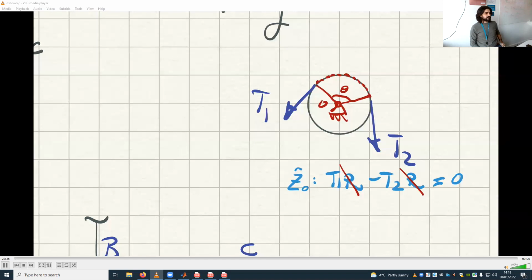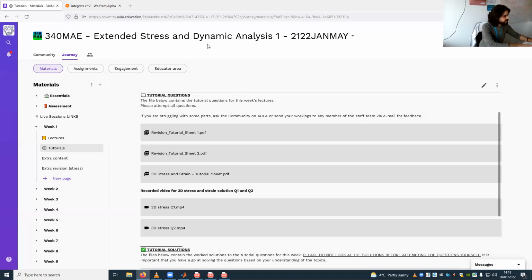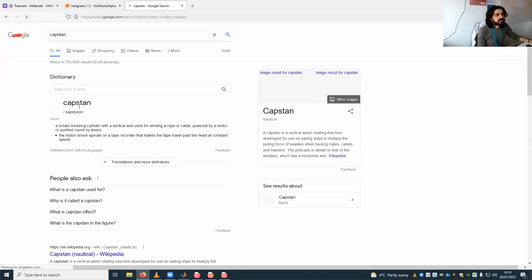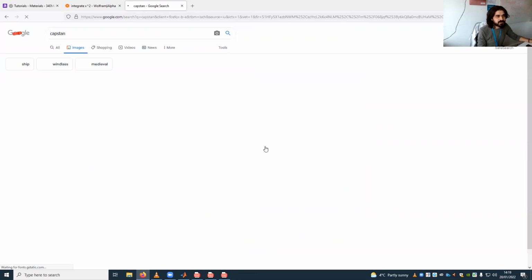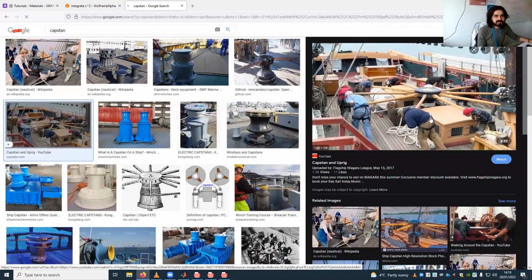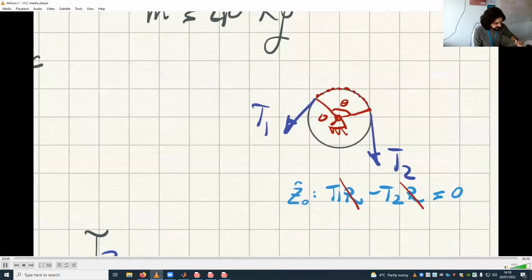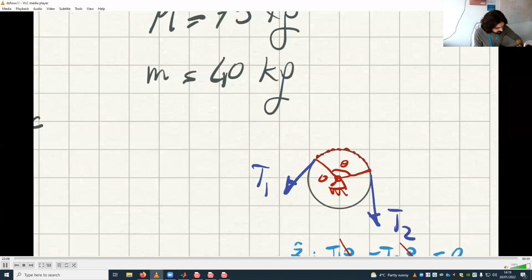Did you know what a capstan is? Have you ever sailed? No? So on boats, or on ships, actually, there is something that we call a capstan. Yeah, a broad revolving cylinder, something like this. You should probably have seen this already. So this thing, see, with the rope around it. And so the capstan equation looks like this. It says that the tension of the load equals the tension of the hold times e to the power of the friction coefficient times theta.